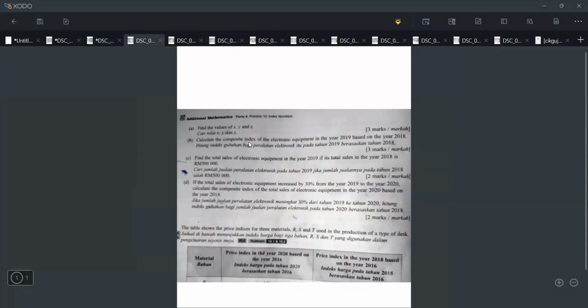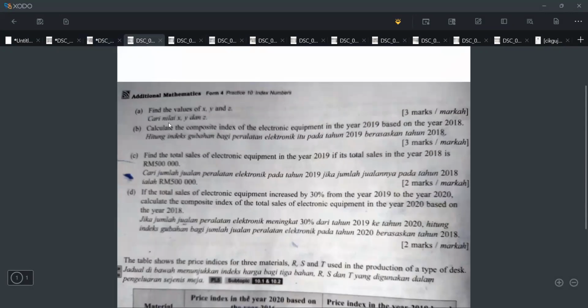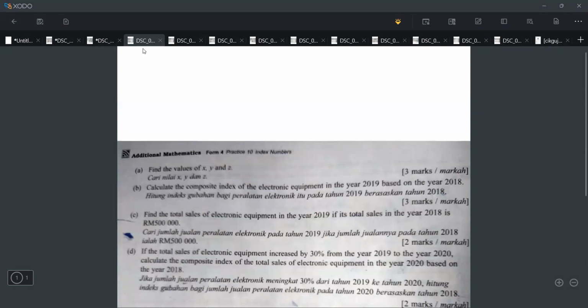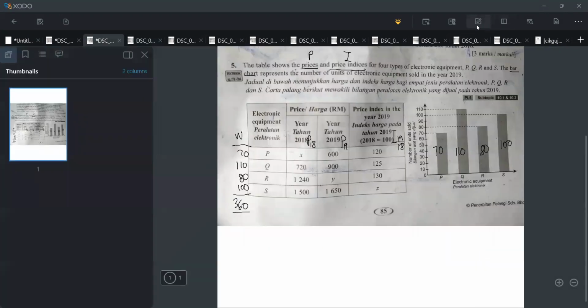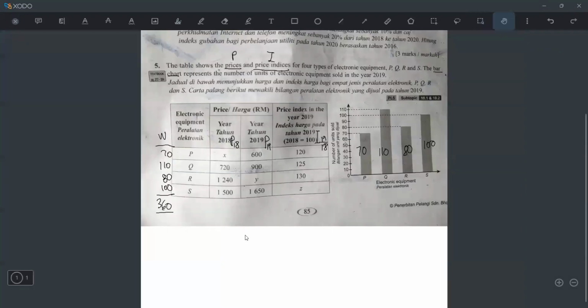If you look at 5A, can you see it? 5A: find the values of X, Y, and Z. So let's go back to the question. They want to find what? X, Y, and Z, right? So I will write A, let's find X.